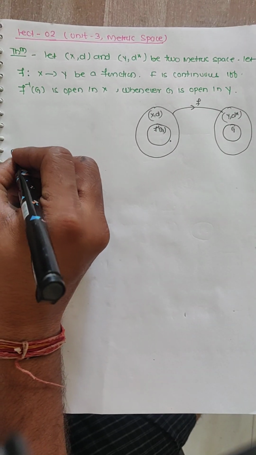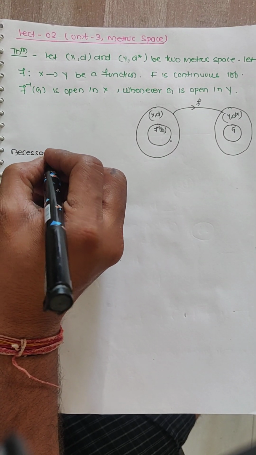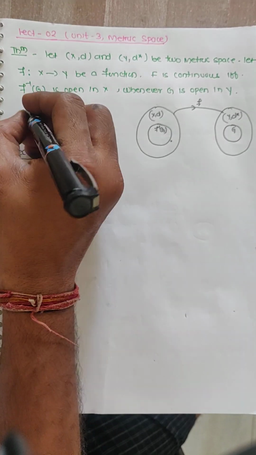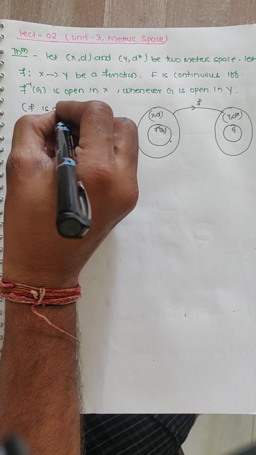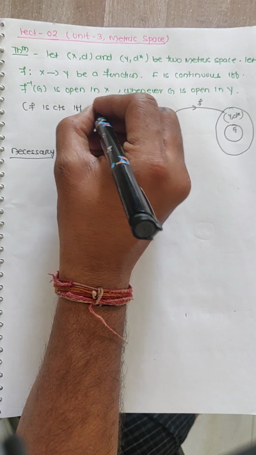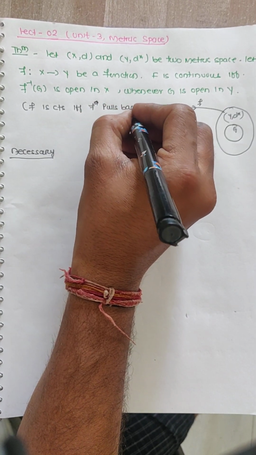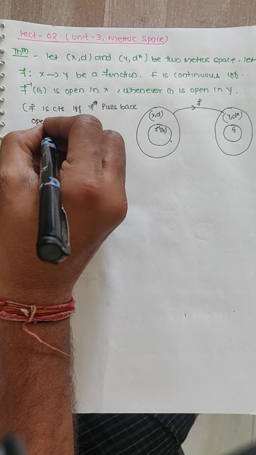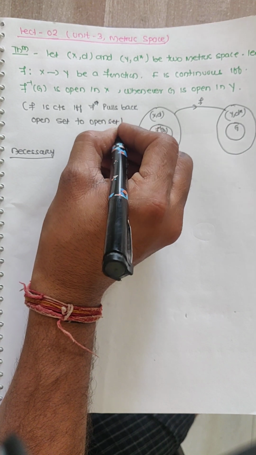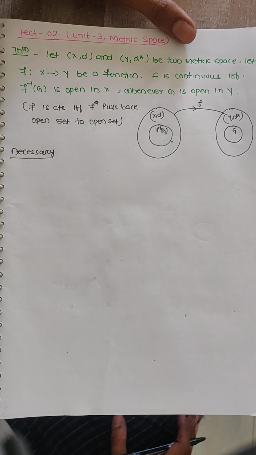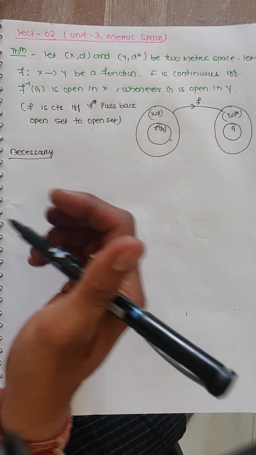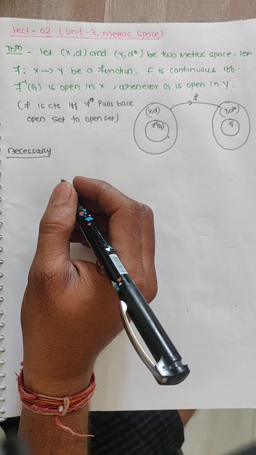The necessary part, actually, remember: f is continuous if and only if it pulls back open sets to open sets. f inverse pulls back open sets to open sets. So if it pulls back open sets to open sets, then I can say that f is continuous. Okay, the proof of the necessary part. What is the necessary part?